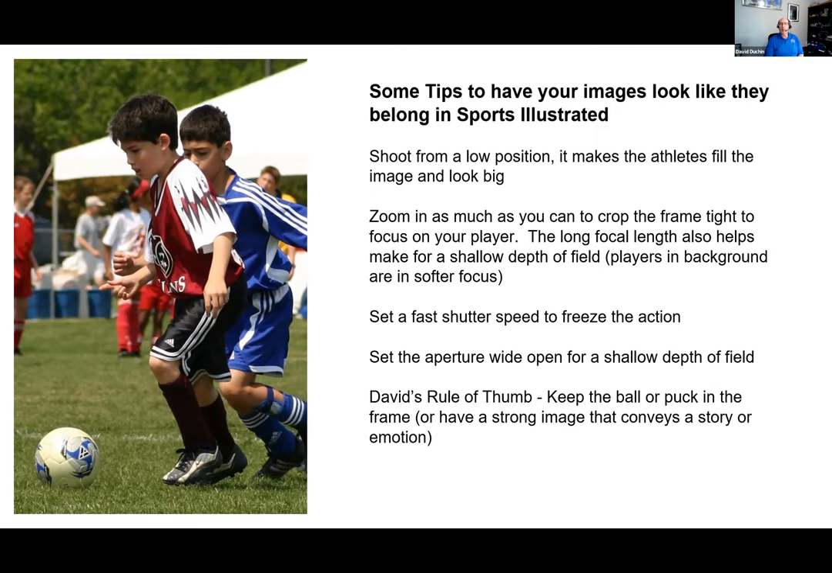A wide aperture will help also in creating a shallow depth of field. The aperture is also known as the f-stop. So to have the aperture open and let in as much light as possible, that will be a low f-stop, like an f2.8. And if you have a smaller diameter aperture, that would be like an f16, which lets in less light, but it also creates more depth of field.